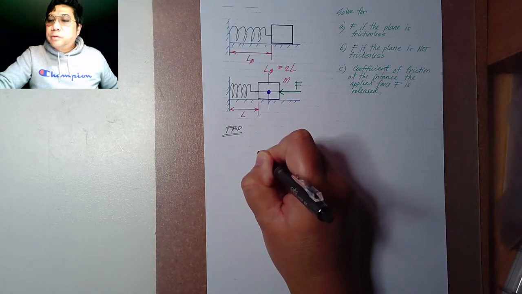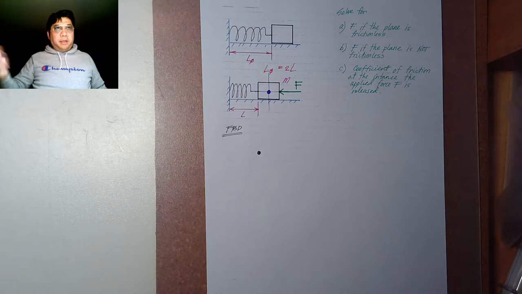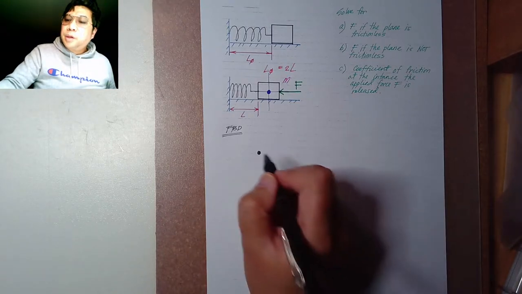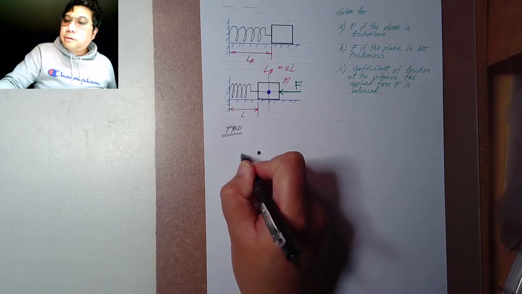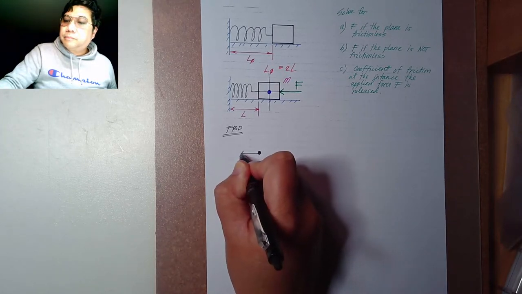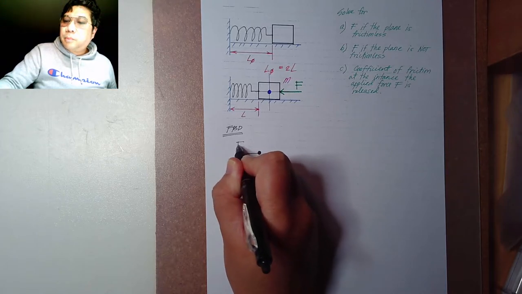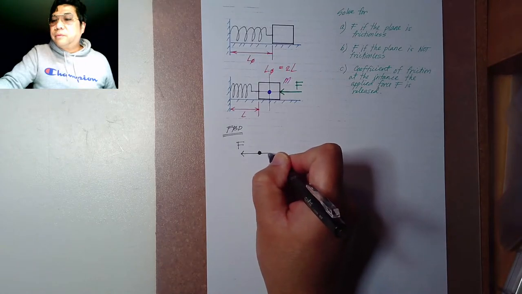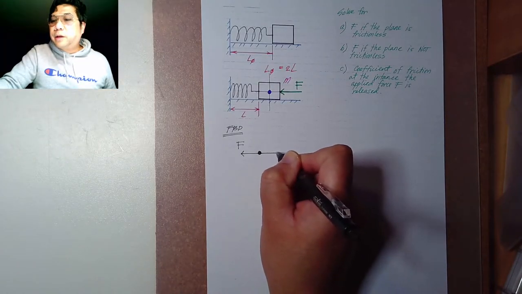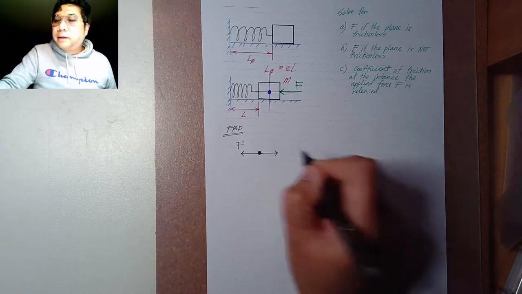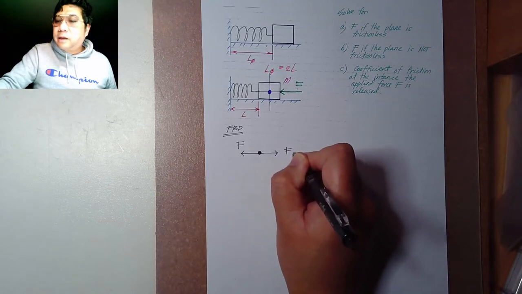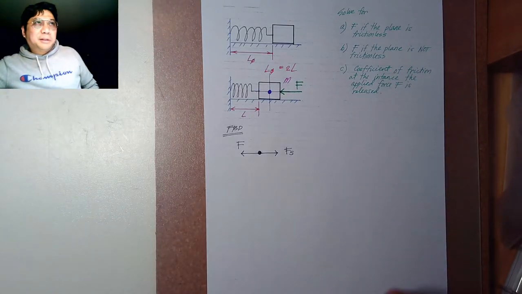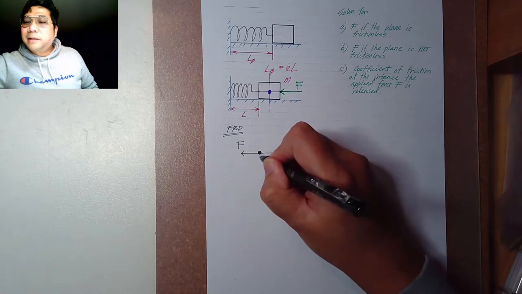So this is for letter A, condition A. Free body diagram for condition A. You have this force right here that we are applying to the left, and then the spring, because of the inherent property of a spring, will push back, that is Fs. Now I almost forgot the most important thing that always exists on this planet, and that is the force of gravity.